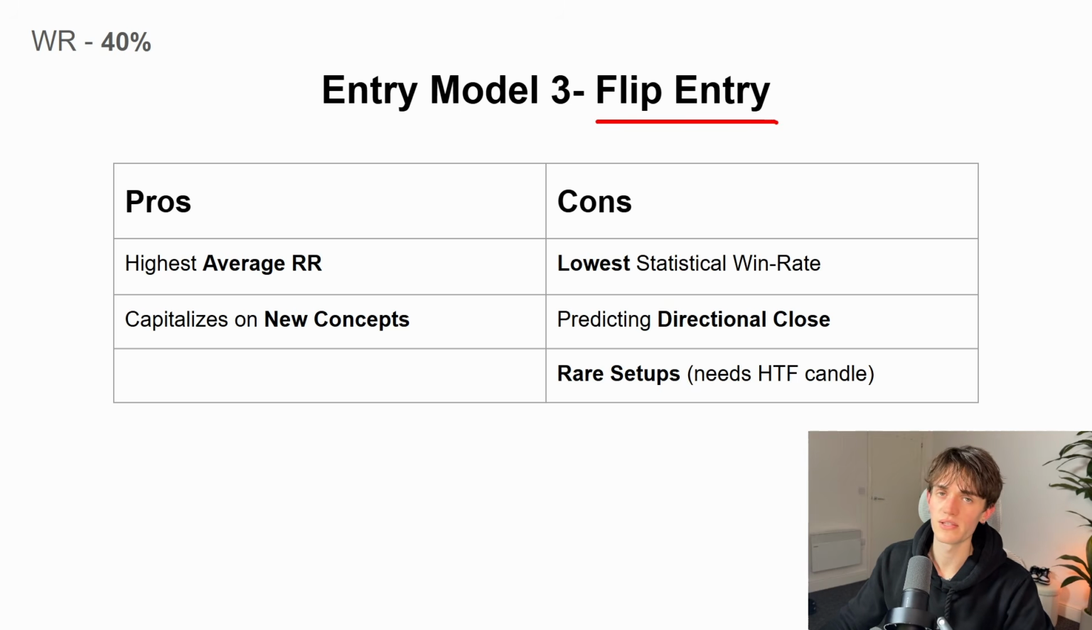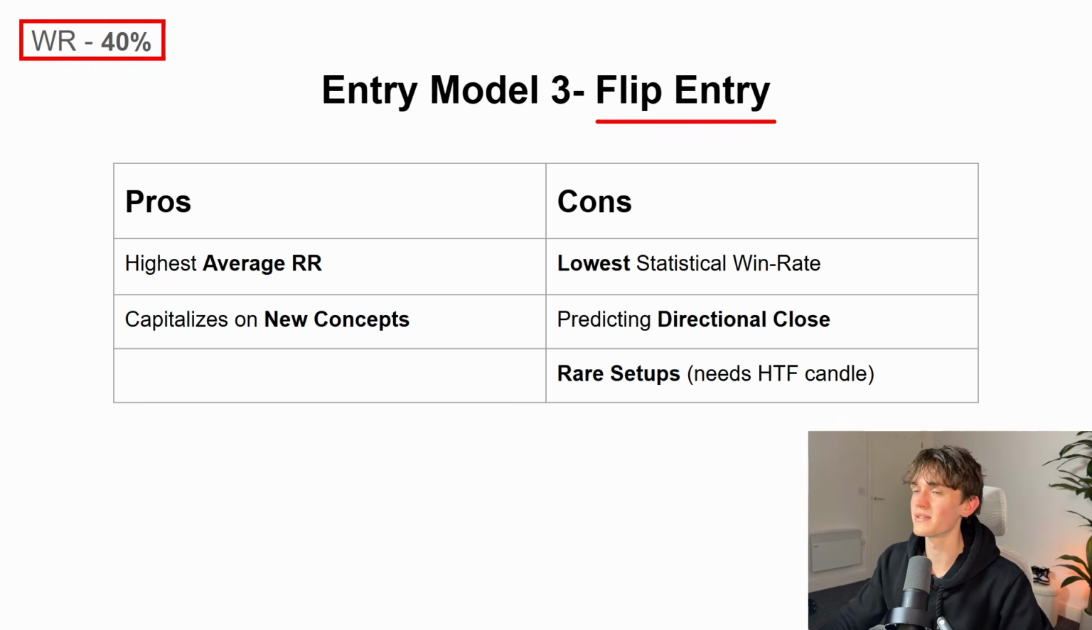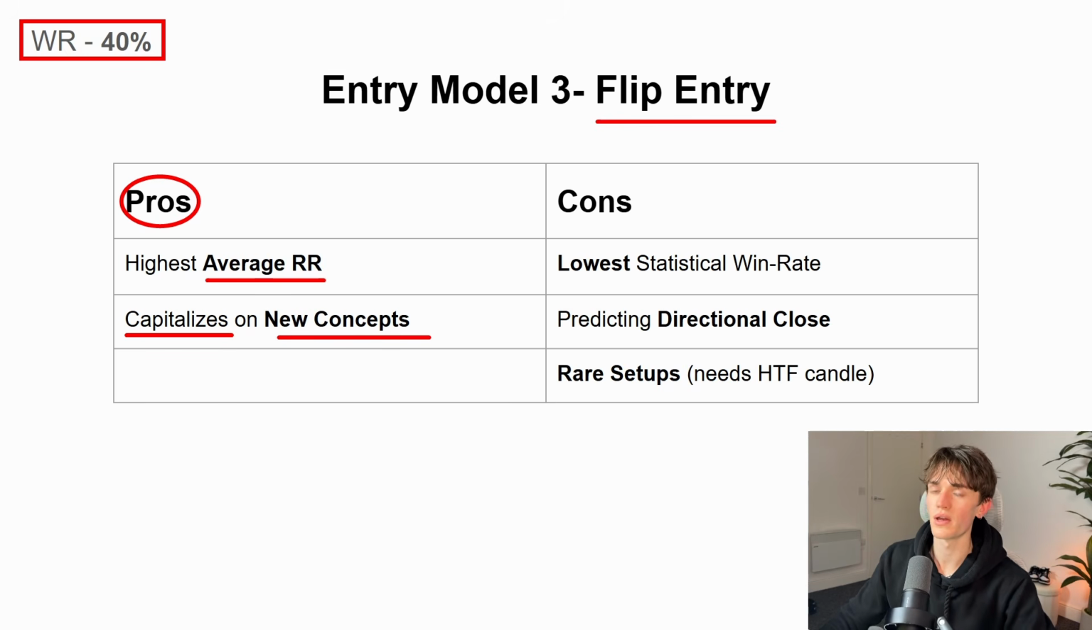Now, with flip entries, it is not all just going to be good notes, since if we already go and look at our win rate, this is the lowest that we have seen, and it is the lowest win rate on any of our entry models. Now, let's start with the pros, and that is, as you probably know, it has the highest average risk to reward per trade, as well as capitalizing on new concepts. I say new concepts as new concepts to you. These are proven concepts, once again, over decades of my personal backtesting data, as well as everything else on the liquidity supply and demand model. So it is safe to say that none of these concepts are going anywhere.